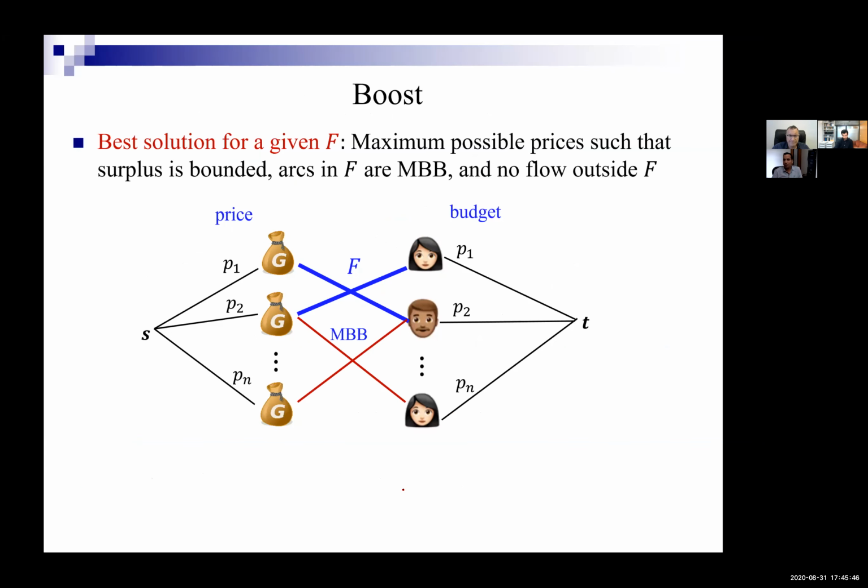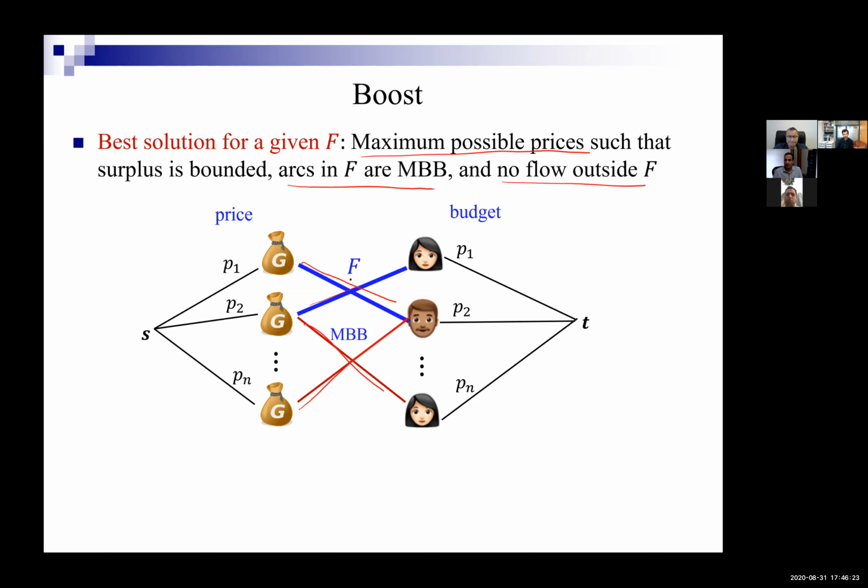So what do we mean by boost? We want to find the best solution for a given F. We have the current set of revealed arcs, and we want to find the best solution for this set of revealed arcs. So what do we mean by the best solution? We want to find the maximum possible prices such that the surplus is bounded and arcs in F are MBB, and there is no flow outside F. So we want to send flow only on F. This is the F in the diagram. There are other MBB arcs, but they are not revealed. F is a subset of all the MBB arcs. So F is revealed, we want to send flow only on F, and we want to maximize the prices.